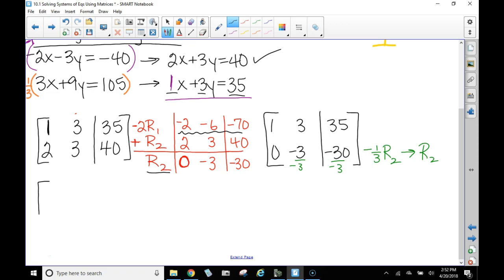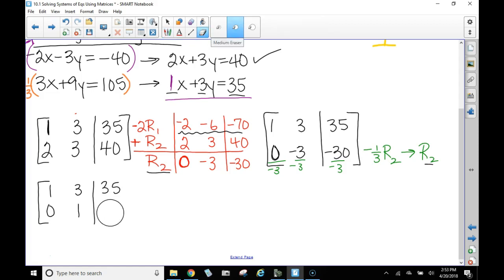Row 1 is still 1, 3, augmented with the 35. Now my new row 2 is 0. Don't forget we also divide this by -3. Well, 0 divided by -3 is still just 0. Here's where it's interesting. -3 divided by -3 is a +1. And then -30 divided by -3 is actually a +10, not a -10. It's a +10, isn't it?